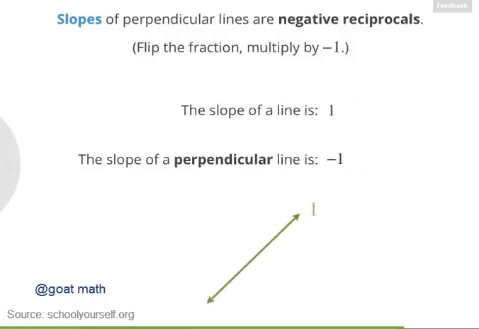To check, here's a line with a slope of 1, and here's a line with a slope of negative 1. Once again, they form right angles at their intersection. Now what if a line has a slope of 0? Well, 0 is the same thing as 0 over 1. So the negative reciprocal would have to be negative 1 over 0. But remember, you can't divide by 0. So this expression is undefined. So the number 0 does not have a reciprocal.